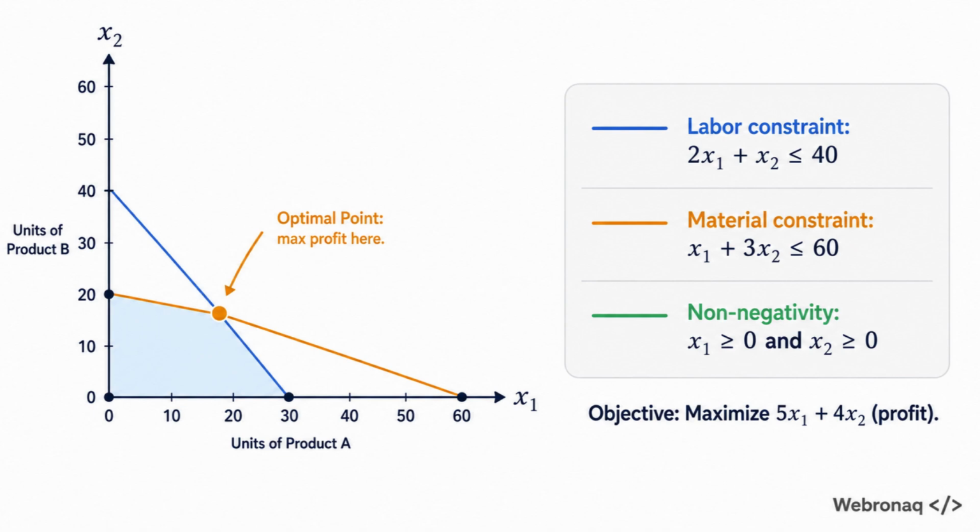When you draw all those lines on a graph, they carve out a region of valid options called the feasible region. Every point inside that region is a combination the factory could actually produce. Here's the key insight. The best answer, the profit-maximizing mix, always sits at one of the corners of that region. LP finds that corner systematically, no guessing required. This same idea powers production planning, transportation routing, and workforce scheduling across industries every single day. And as we are about to see, reality gets messier when your variables have to be whole numbers.